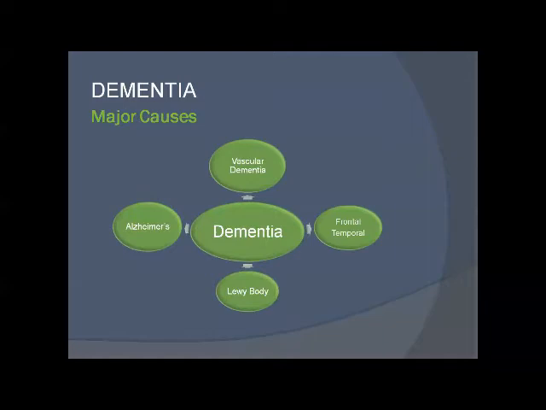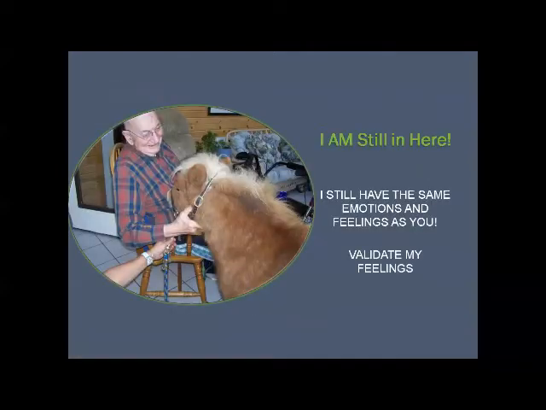But one of the critical issues is that caregivers and family members need to understand my feelings as well as yours. And you need to validate my feelings. Just because I have dementia doesn't mean that people should walk away from me or treat me differently.